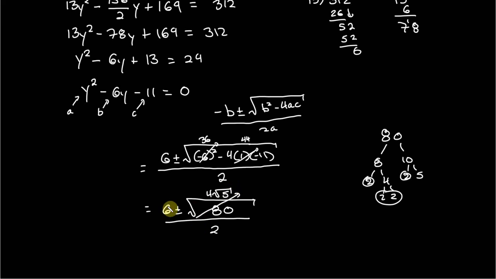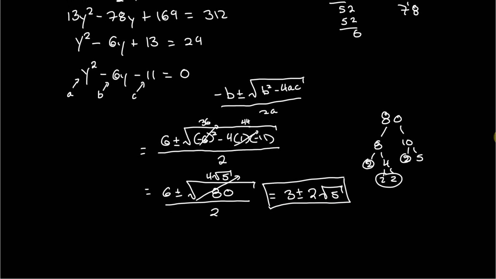Now we're getting somewhere, because we can divide this 6 by 2. It's going to be 3, and this 4 by 2, it's 2. So all of this simplifies finally to 3 plus minus 2 root 5. So y equals 3 plus 2 root 5, or 3 minus 2 root 5. We have two solutions, which is exactly what was to be anticipated.